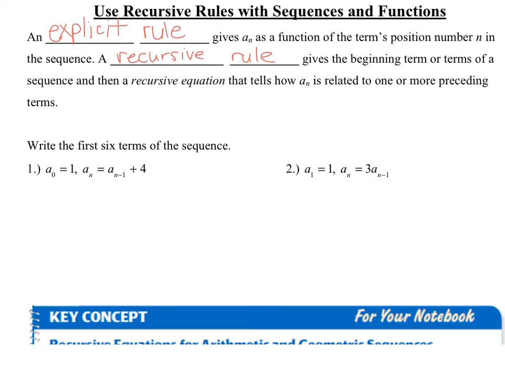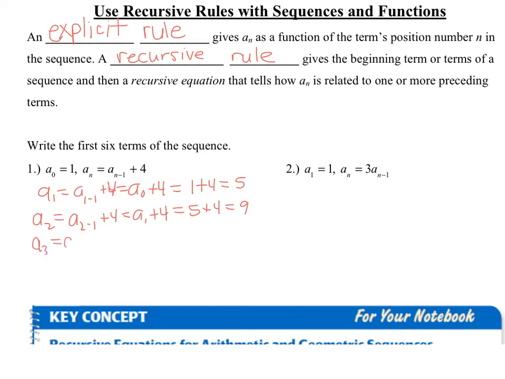So if we want a sub 1, that is equal to a sub 1 minus 1 plus 4, which means a sub 0 plus 4, and a sub 0 is 1, so 1 plus 4 gives us 5. The second term, a sub 2 minus 1 plus 4, so that means to take the first term plus 4, and the first term was 5, so 5 plus 4 gives us 9.